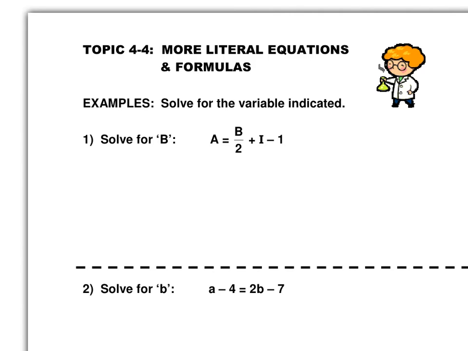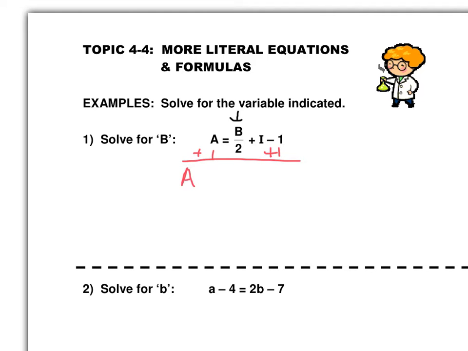Okay, so let's look at number 1, solve for b. Remember, with literal equations, you're going to try to isolate the variable. You're doing inverse operations to both sides. So I need to locate my b, which is right here. There's my b. I need to undo everything around it. So the first thing I'm going to do is add 1 to both sides. So if I do that, add 1 over here, draw my line.